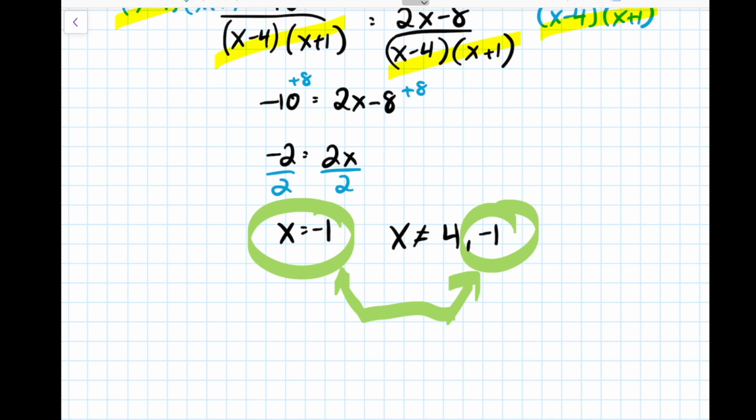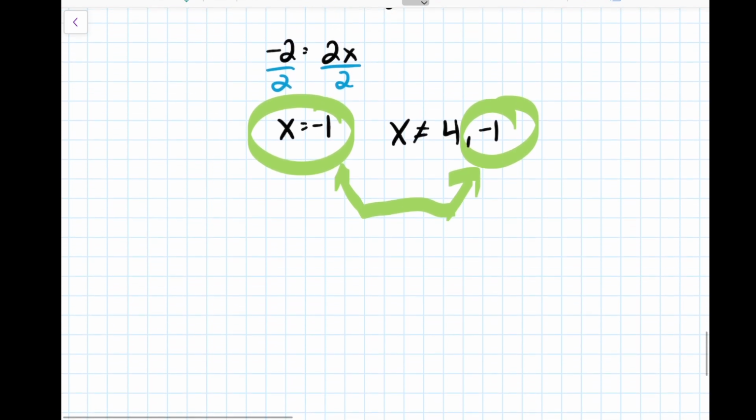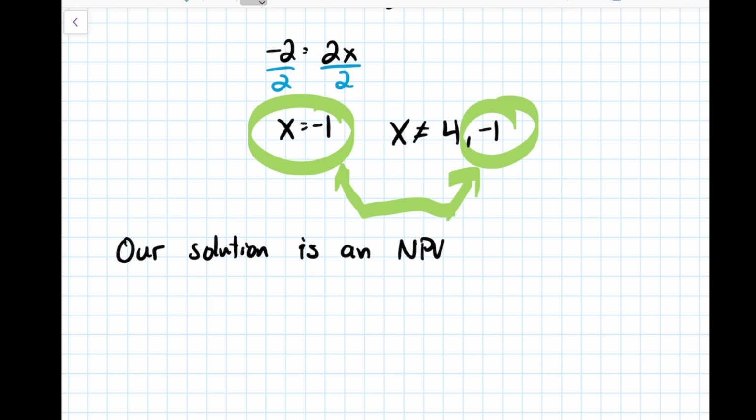So much like when we were dealing with radical equations and we ended up with some solutions that just didn't work out, we've also gotten a solution here that doesn't work out. And so, bringing back some vocab from back then, our solution is an NPV, so it's not a real solution at all. If you think back to what we learned in chapter 5, we would say that x equals -1 is an extraneous solution.